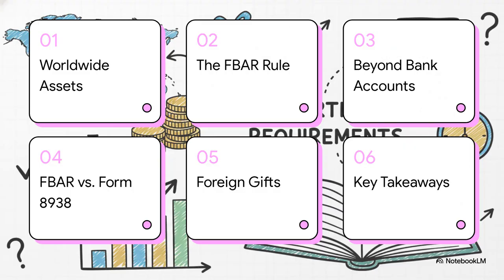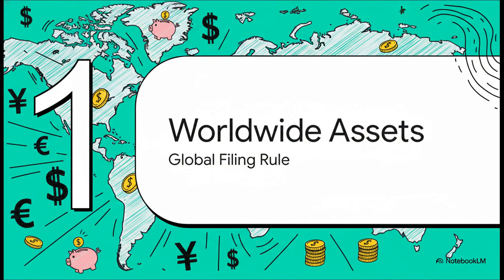So, to get our heads around all this, here's our game plan. First, we'll talk about the basic idea of reporting worldwide assets. Then, we'll get into the two big ones, the FBAR and Form 8938. We'll also cover what happens when you get foreign gifts, and then wrap it all up with the key things you need to remember.